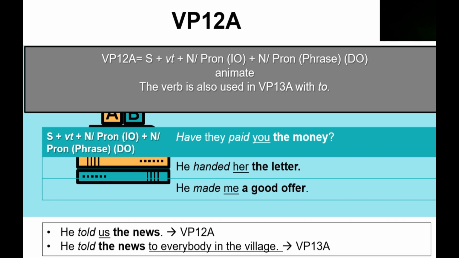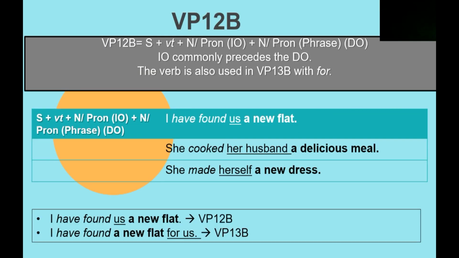For example, he told us the news. This is VP12A. We have us as the IO coming before the DO, the news. If you change it into VP13A, it will be he told the news to everybody in the village. So the news as DO comes before to everybody in the village, the IO with the preposition to, and they have the same meaning.